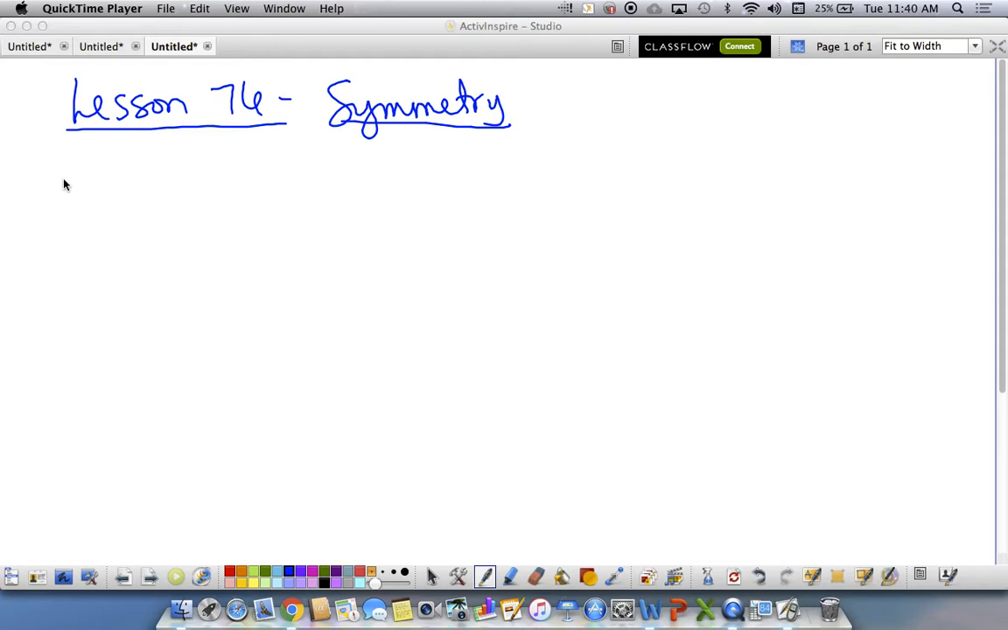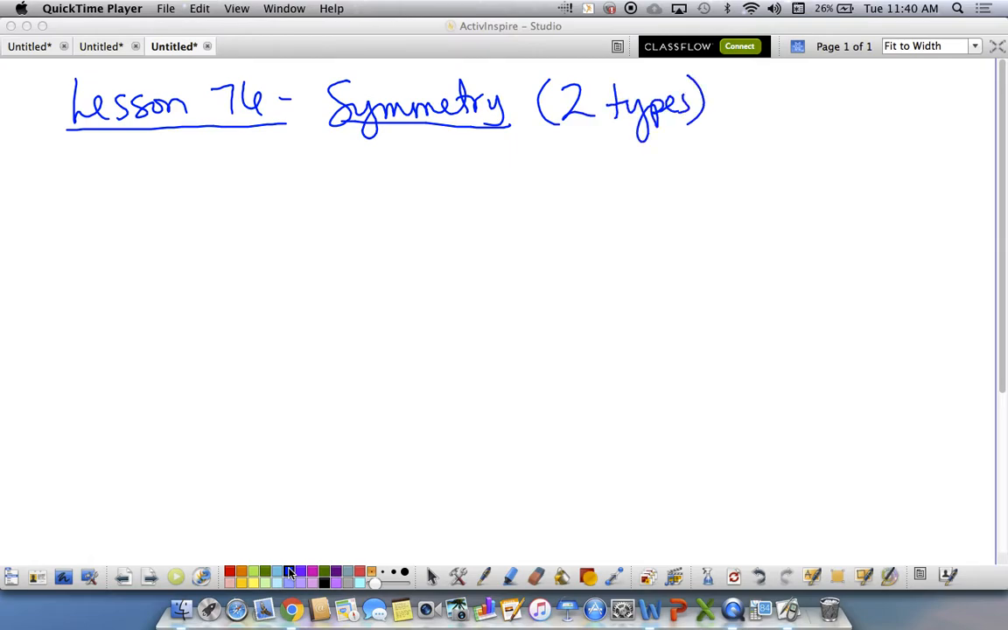Pretty simple, maybe. Symmetry. We've been talking about symmetry for years, I'm sure, because things have symmetry. When you start talking about shapes, you start talking about symmetry and how shapes have symmetry. What is a line of symmetry? Today we're going to talk about two different types of symmetry. Okay? We're going to talk about two different types.